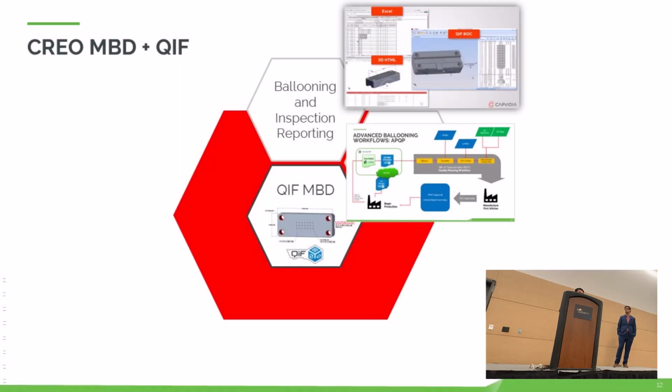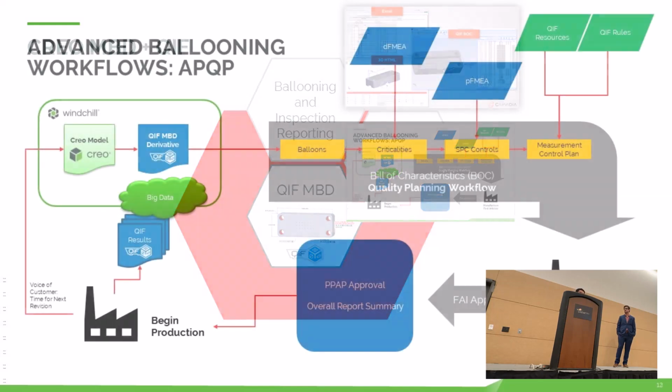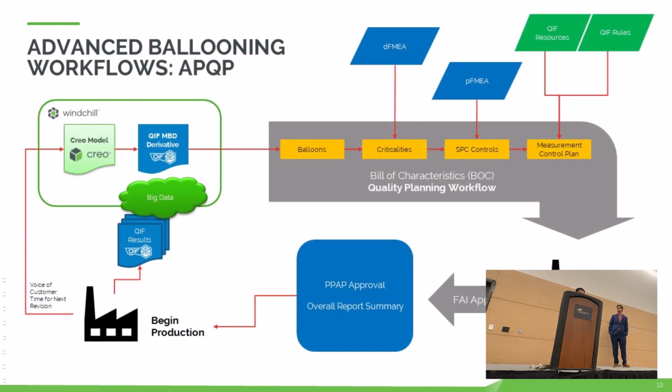Another real-world use case is advanced processing of QIF data, like APQP. In this case, we have the Creo model, which is the original model with all the PMI, exported to QIF and characterized at this point. You can then grab that data and start to generate DFMEAs and PFMEAs.